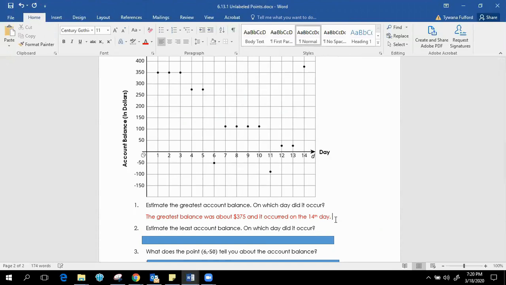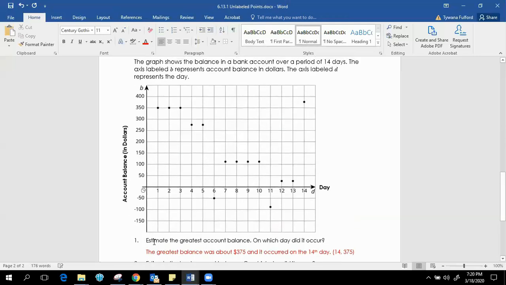If I needed to write this as an ordered pair, it will be (14, 375). That will tell me that I will go to the 14th day on my x-axis and go up to 375 on my y-axis. Let's look at question number 2. It says, estimate the least account balance and on which day did it occur.